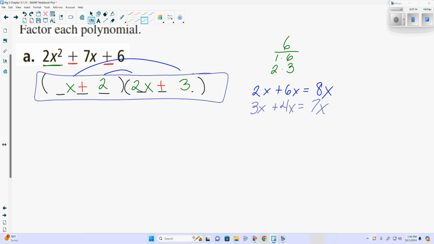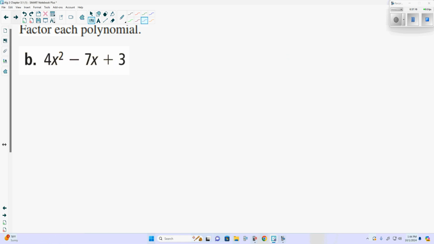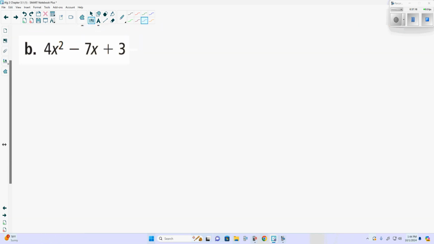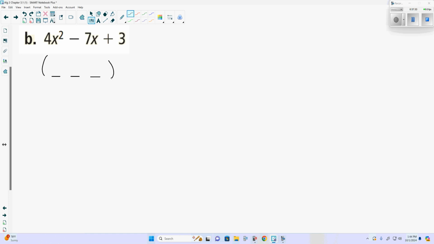We're ready for the next one. Four x squared minus 7x plus 3. Is there a greatest common factor between all three terms? No. So we'll move on to our second step, our two sets of parentheses with 3 spaces.